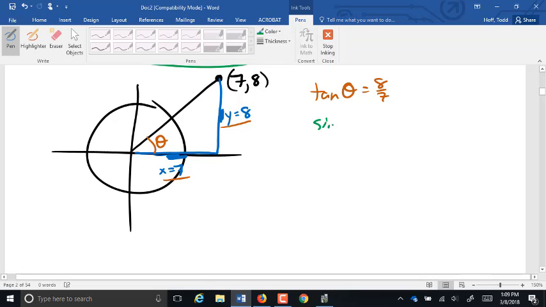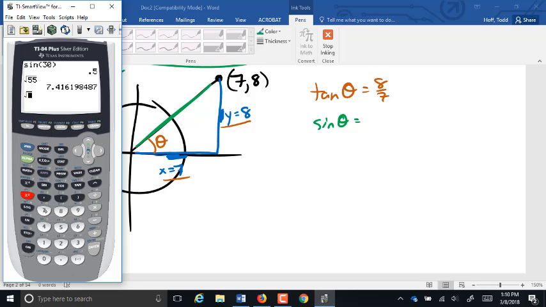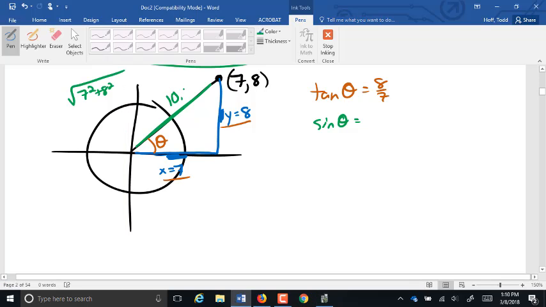Can I find the sine? Yeah, I sure can. I can find that hypotenuse. That hypotenuse is the square root of 7 squared plus 8 squared. A squared plus b squared equals c squared. Giving us 10.63. So the sine is which one over 10.63, the 8 or the 7? The opposite. The cosine, that would be the adjacent, the 7 over 10.63.